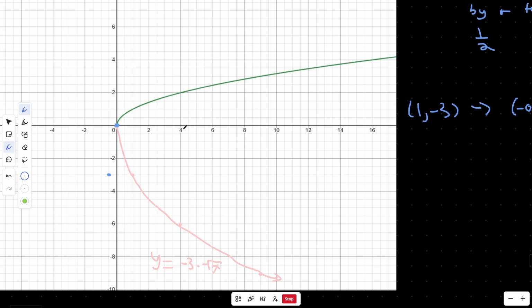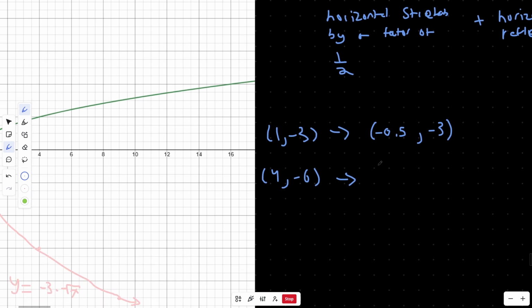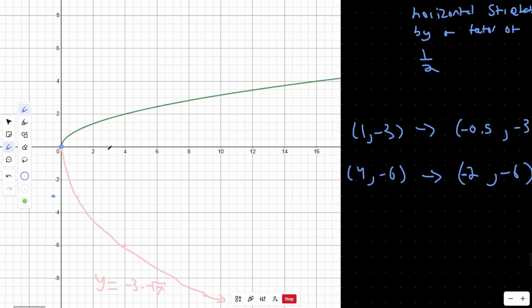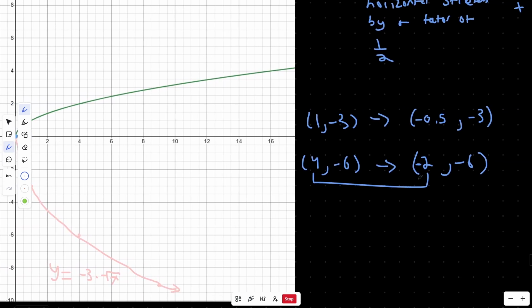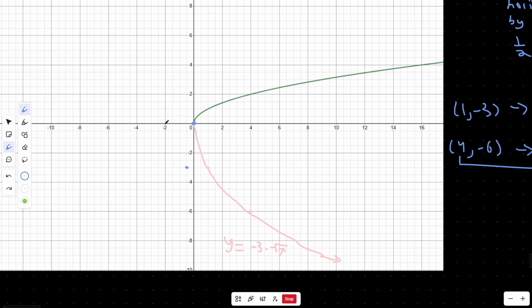Perfect. Let's move on to the point 4, negative 6. All we're going to be doing is halving our x value because it's a horizontal stretch by a factor of 1 over 2. So now it's going to be at 4 divided by 2. That is 2, negative 6. And since we're also reflecting, we're going to include a negative here. So it's a reflection across the y-axis. And all I did was multiply by a factor of 1 over 2. And there we go. So let's draw on that point now. Negative 2, negative 6, right over there.